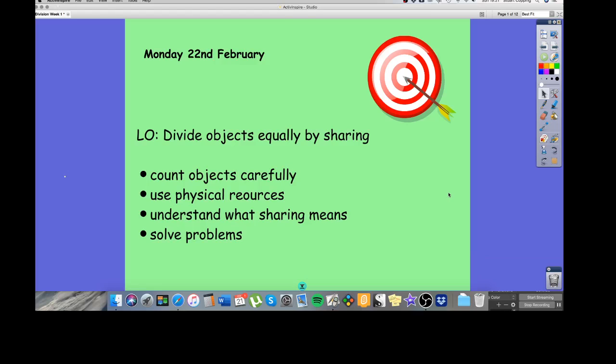So we're going to start something new for Maths today. Year 1s and Year 2s, you're all doing the same thing. We're going to be dividing objects equally by sharing. That's our objective for today. In order to be able to do that, we need to be able to count objects really carefully. You're going to be using some physical resources. You need to understand what the word sharing actually means. And then we're going to have a go at solving some problems. And solving problems will also go into tomorrow's lesson as well.